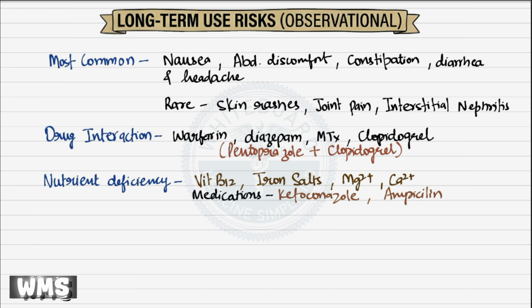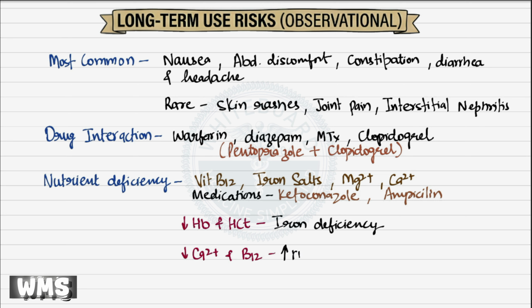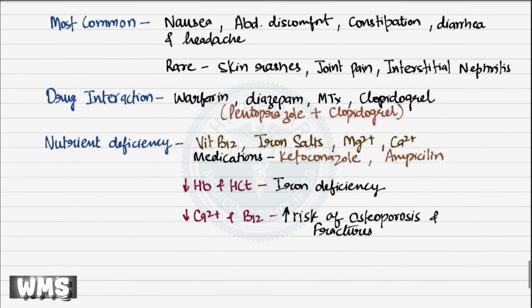Furthermore, some observational studies have also reported reductions in hemoglobin and hematocrit in chronic PPI users, further supporting a possible link with iron deficiency. Due to decreased absorption of calcium and vitamin B12 during long-term acid suppression, PPIs have been associated with an increased risk of osteoporosis and bone fractures, particularly in elderly patients.